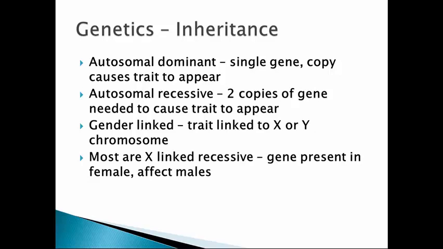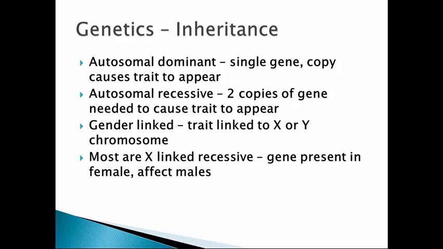Let's look at some patterns of inheritance and some important concepts as we think about genetic mutations that are passed through families and cause disease. So we think primarily about autosomal dominant, autosomal recessive, and the idea of a gender-linked trait. If someone has an autosomal dominant inheritance pattern, it takes a single dominant gene for those effects to be observable. The copy causes the trait to appear. In an autosomal recessive disorder, you need 2 copies of that gene in order for the trait to appear and have the disease.